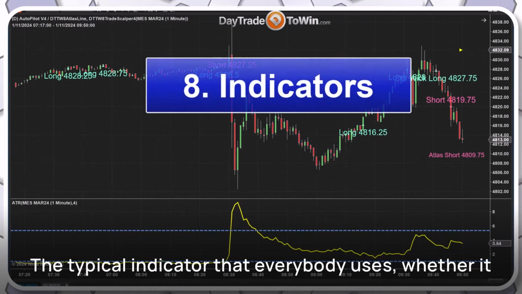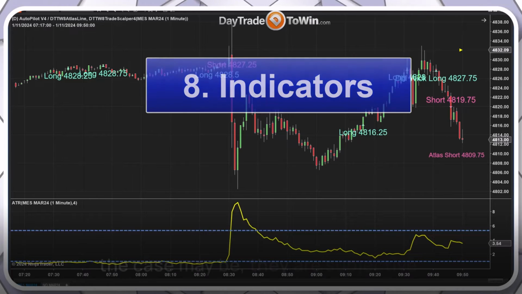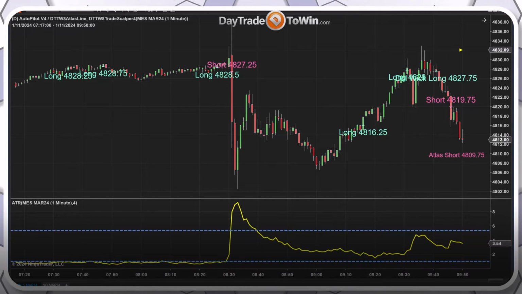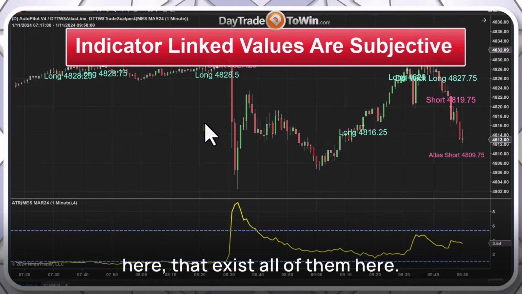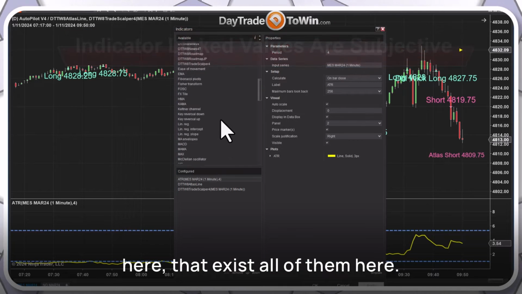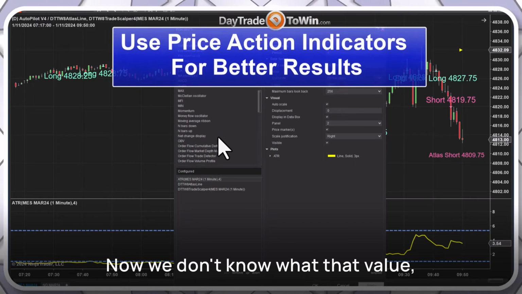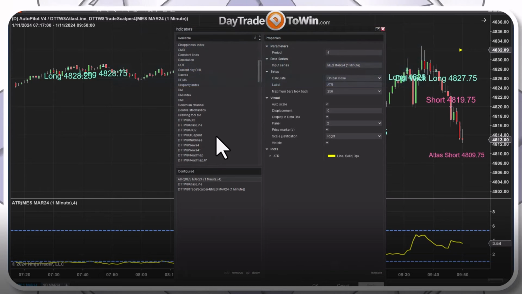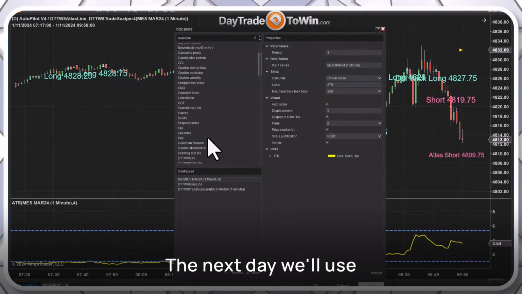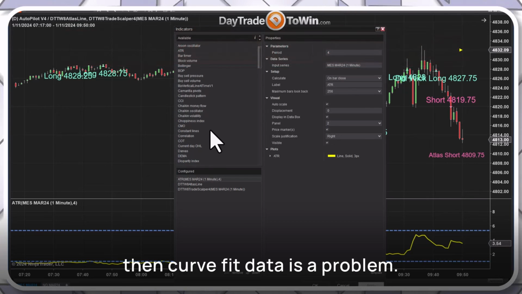The typical indicator that everybody uses, whether it be moving average crossovers, MACDs, whatever the case may be, they are subjective. You have values linked to them. So if you see all of these indicators here that exist, all of them here, they are all customized to a value. Now, we don't know what that value, the perfect value, is going to be, so it's subjective. Today we'll use a value of 5, tomorrow we'll use a value of 10, the next day we'll use a value of 14. So using values with indicators, which will then curve fit data, is a problem.